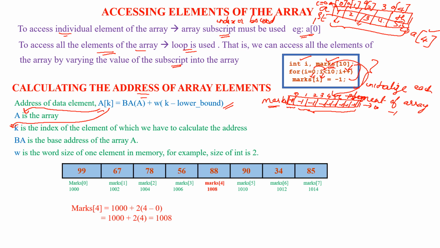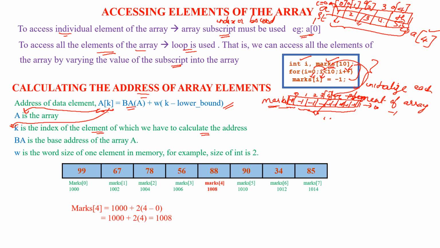So what will be this A of k? If you want to find out marks of 4, then A is your array, here marks, and 4 is the index element for which we have to calculate the address. If you want to find out the address of marks of 4, then it will be equal to marks of 4. If I want to calculate the address of your sixth element, then it will be marks of 5, right? So sixth element means it will be n minus 1, so index will be 5, so it will be marks of 5.